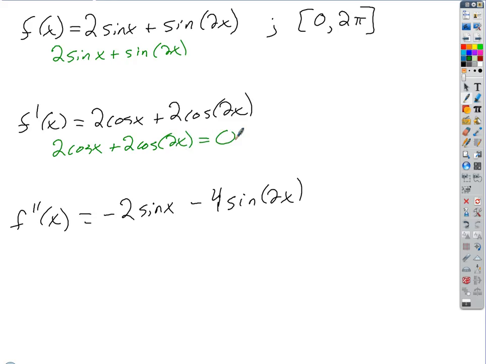We could factor out a 2, that's fine. But we've got some other problem here. The angles, right? The arguments of the trig functions don't match up, and that's bad. We've got to have the same kinds of angles, so we need a trig identity.